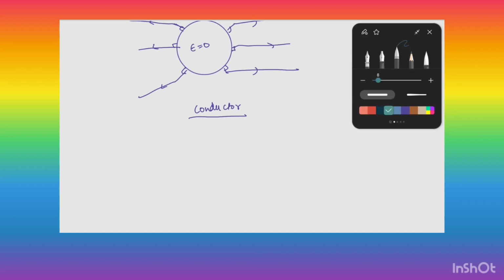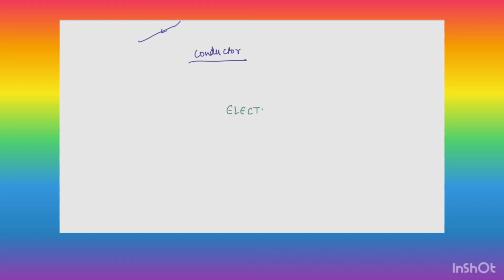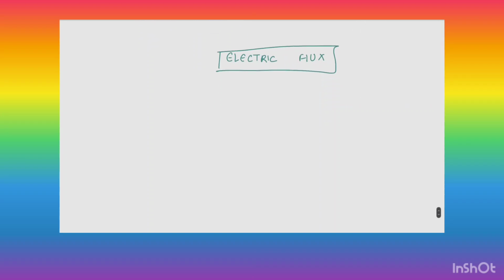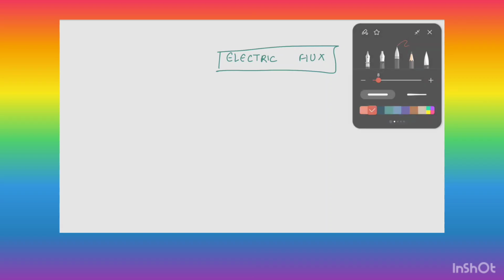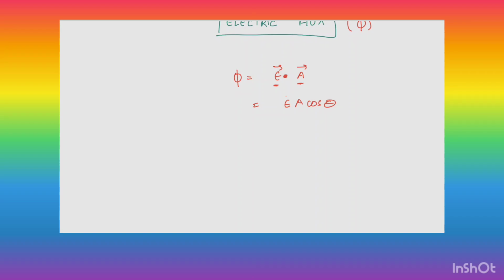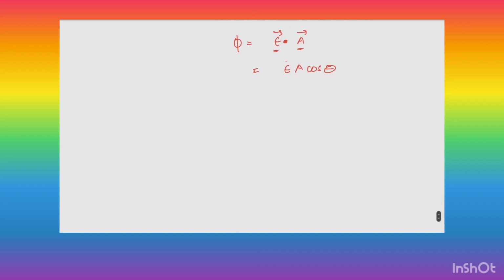Next comes electric flux. Flux is nothing but how many electric field lines are passing through a place, that is flux. Flux is a scalar quantity denoted by phi. Phi is E dot A, dot product, E dot product of A, can be written as EA cos theta. As you know, dot product gives a scalar quantity, therefore flux is also a scalar quantity. This is a vector, but due to dot product, electric flux is a scalar quantity.